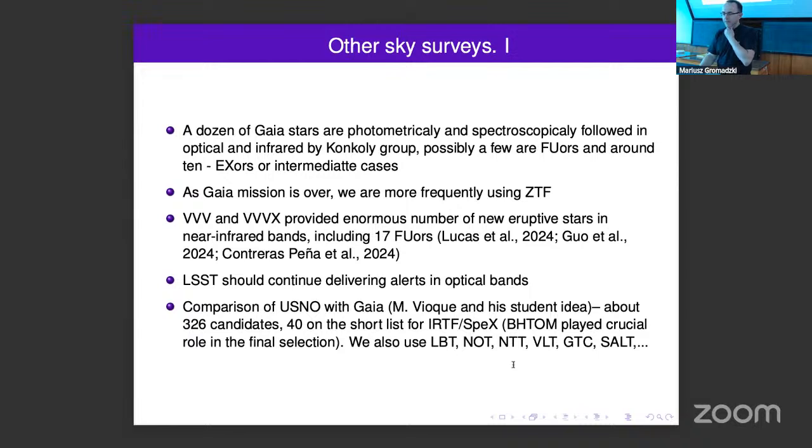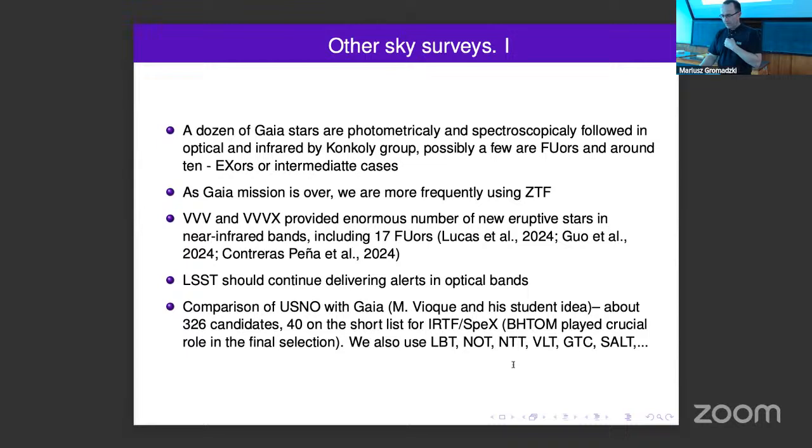Because the Gaia mission is over, we are more frequently using the ZTF survey. Also, there is another group from England which is using the VVV survey, which is providing an enormous number of new eruptive star candidates. So recently, Lucas et al. published and presented 17 new FUors. We are hoping that LSST will be delivering new alerts. And recently, our colleague group is collaborating with Michał Siwak from ISO, whose student prepared a list of over 300 FUor candidates.